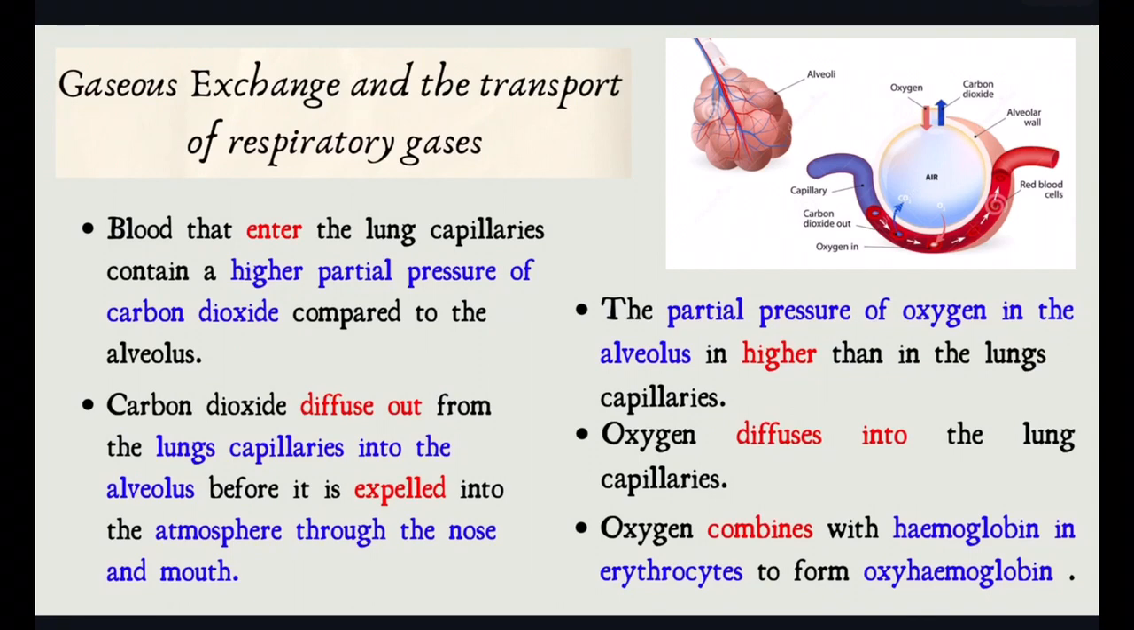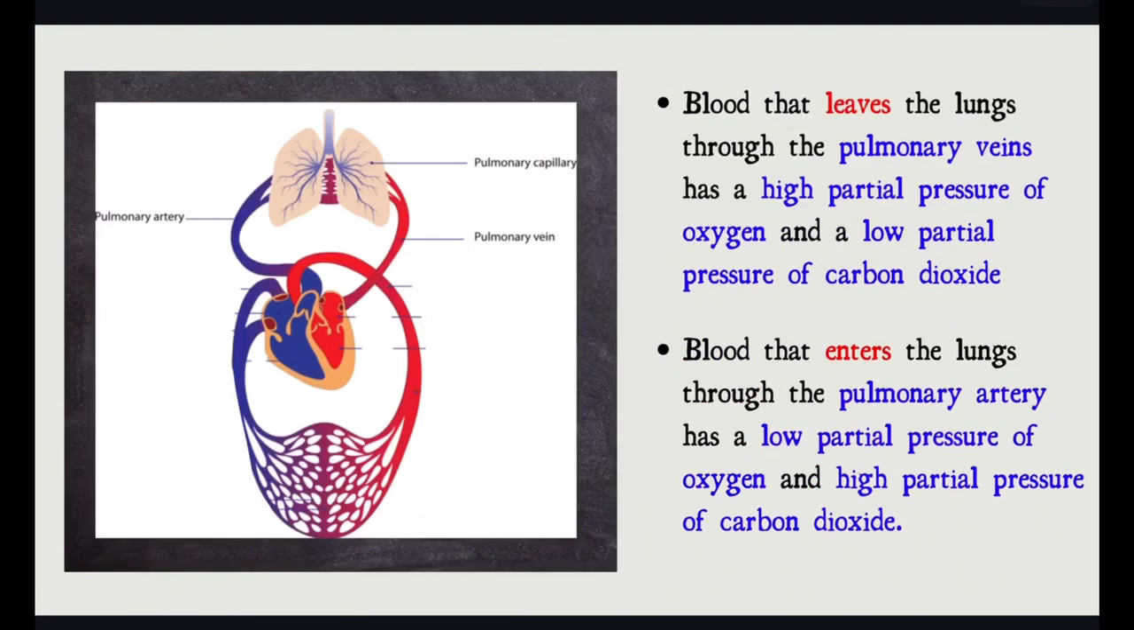Oxygen combines with hemoglobin in erythrocytes to form oxyhemoglobin. Blood that leaves the lung through the pulmonary vein has a higher partial pressure of oxygen and a low partial pressure of carbon dioxide. Blood that enters the lung through the pulmonary artery has a low partial pressure of oxygen and high partial pressure of carbon dioxide.